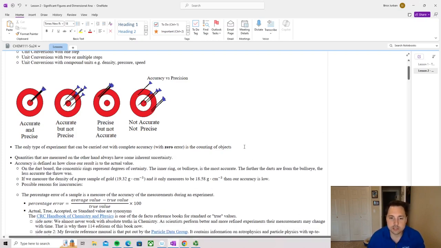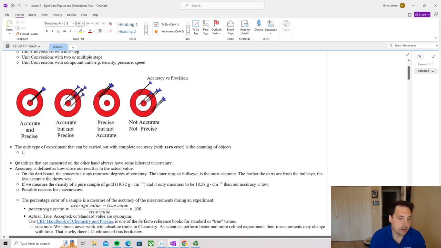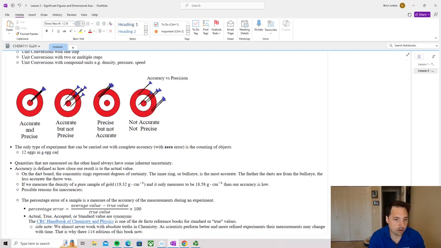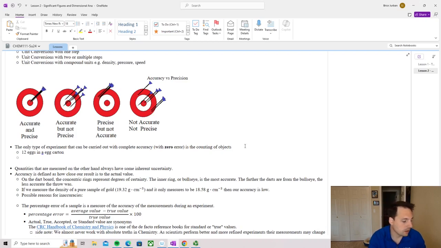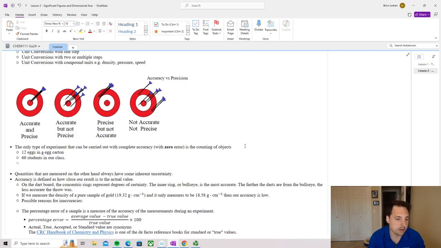Now, what are some objects that we can count? Well, let's list a couple of them. Maybe there's 12 eggs in a carton. Or if we were to open up that carton of eggs and we count them, we're like, oh, we immediately see that one's missing. There are roughly 60 students in this class as of my recording of this video. Well, exactly as the recording of this video. So that's how many I'm expecting there to be.